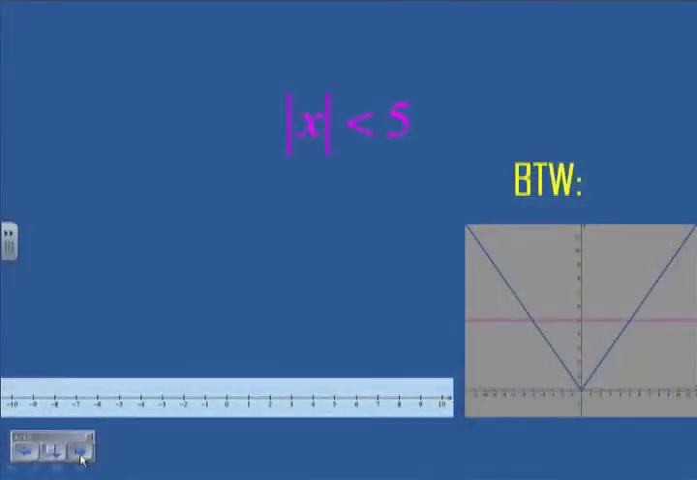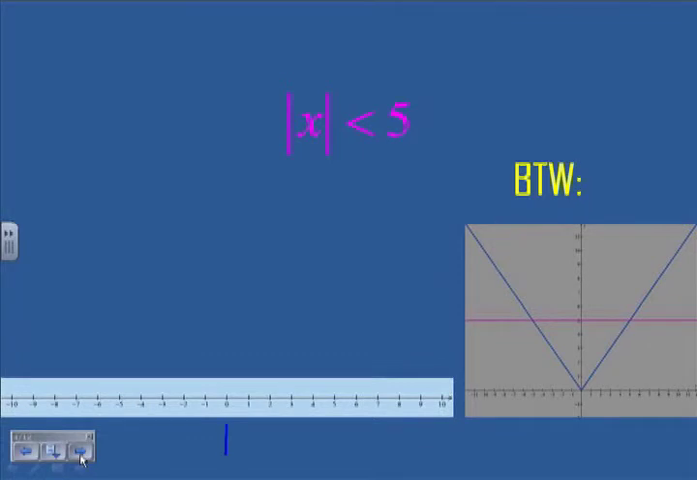Well, what about the last option? By the way, we have a trichotomy property in the real numbers that says either these two numbers are equal to each other, or this guy's bigger, or this guy's bigger. Three possibilities. And so here's our third possibility. My absolute value is less than 5. So let's look at that.